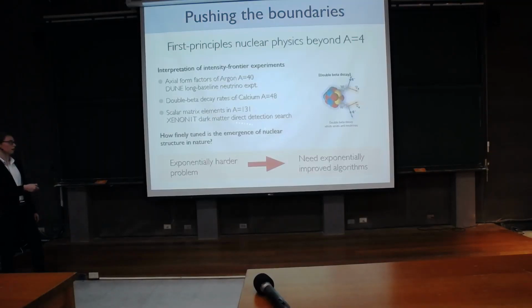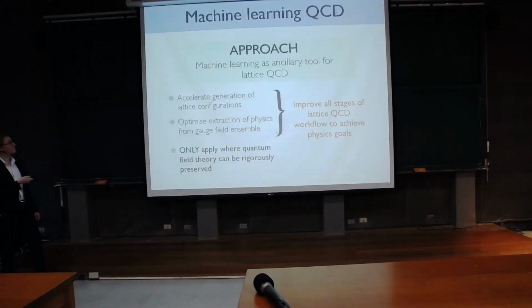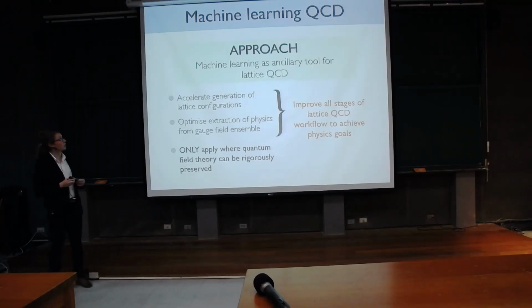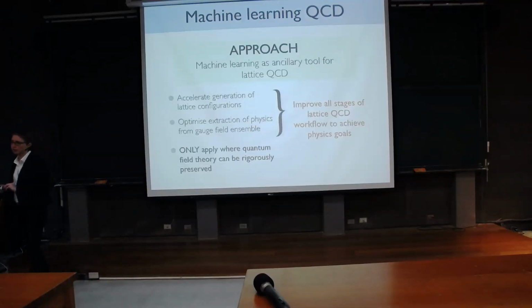And again, understanding how finely tuned the emergence of nuclear physics, the periodic table, is in nature, we need to go to larger nuclei. As I said, these are exponentially harder problems. And so if we want to do this directly, we need exponentially better algorithms. So over the last 18 months, last couple of years, my group's been using machine learning as an ancillary tool to try to accelerate lattice QCD calculations.